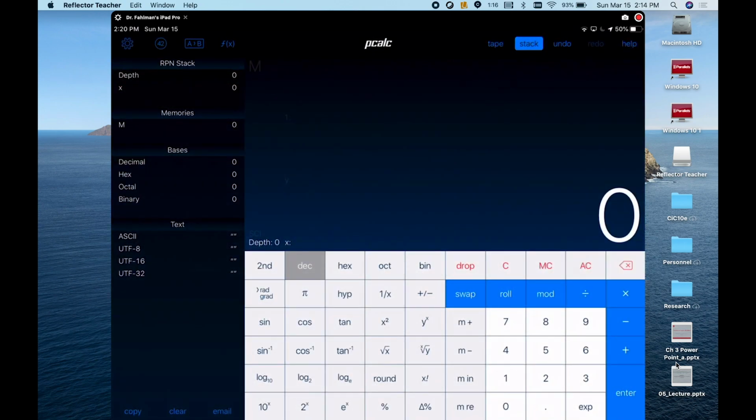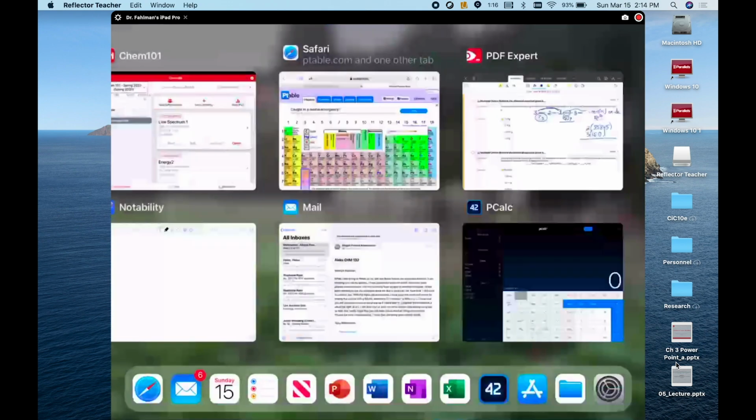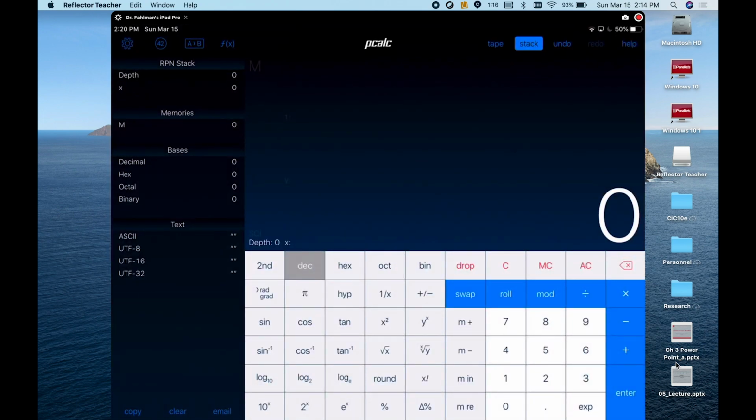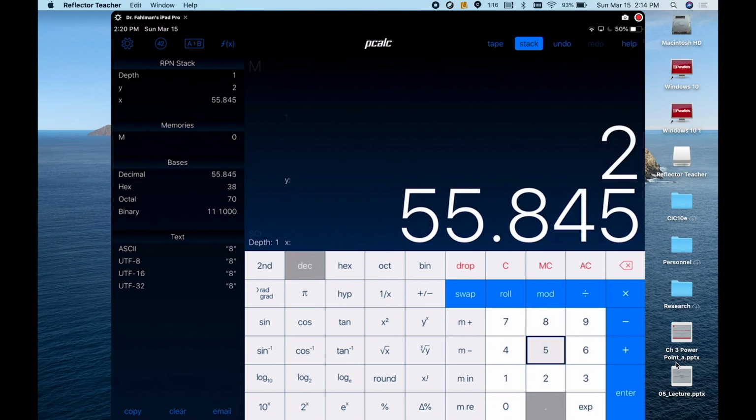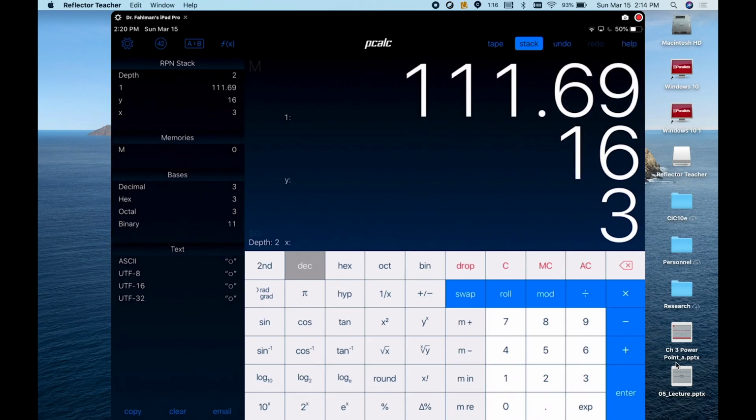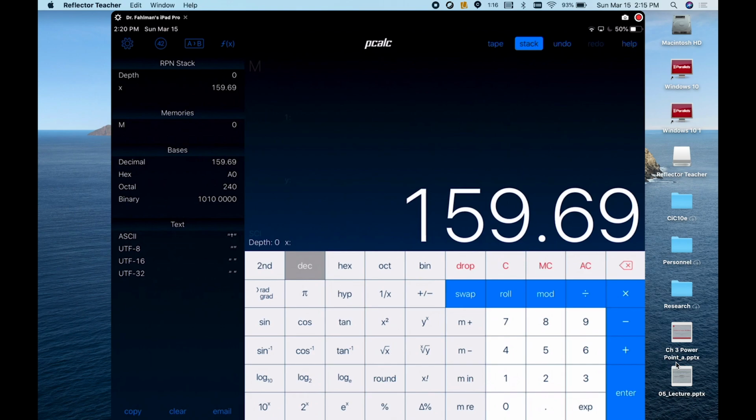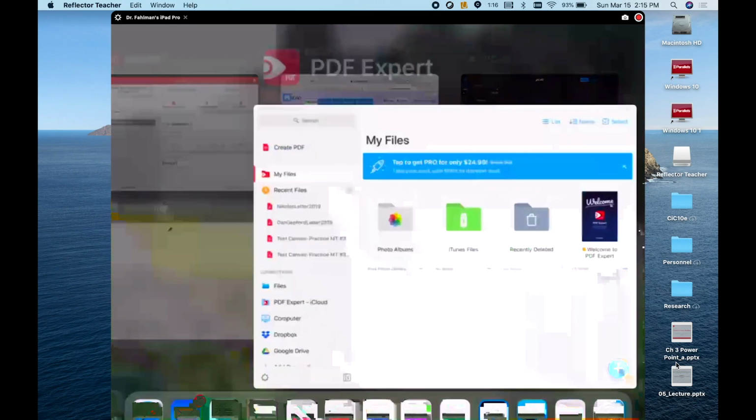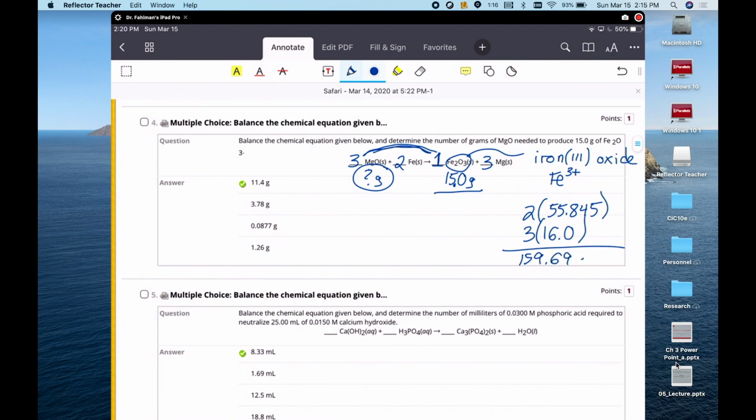What was that again? So 2 times 55.845, and then 16 times 3. So that's 159.69 grams per mole. Okay, so then that's what you divide it by. So then we're going to go 15 divided by that.